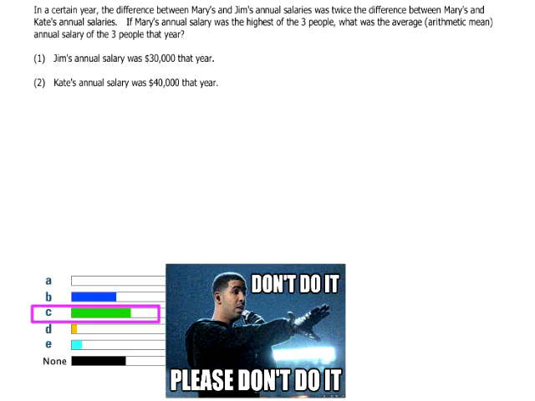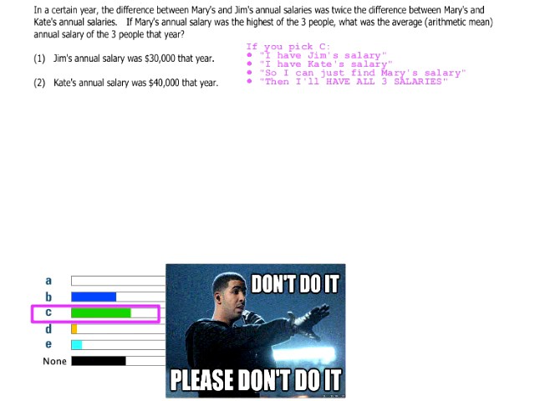If you pick choice C here, because they give you that statement about differences and stuff, then I have Jim's salary. I have Kate's salary. So I can just find Mary's salary. And then I'll have all three salaries. That's the reasoning behind choice C.